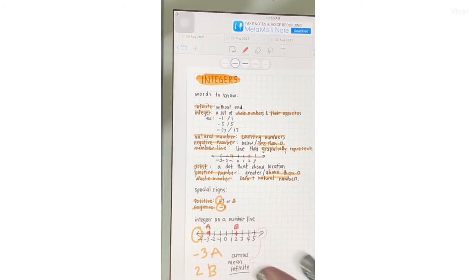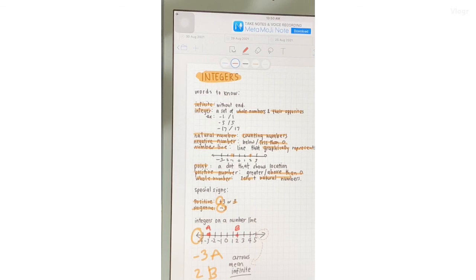Positive numbers are greater than 0 and negative numbers are less than 0. The set of integers includes both positive counting numbers and the negative numbers, and also 0. Those are the whole set of integers. An integer can be graphed or drawn, as I told you here, as points on a number line.